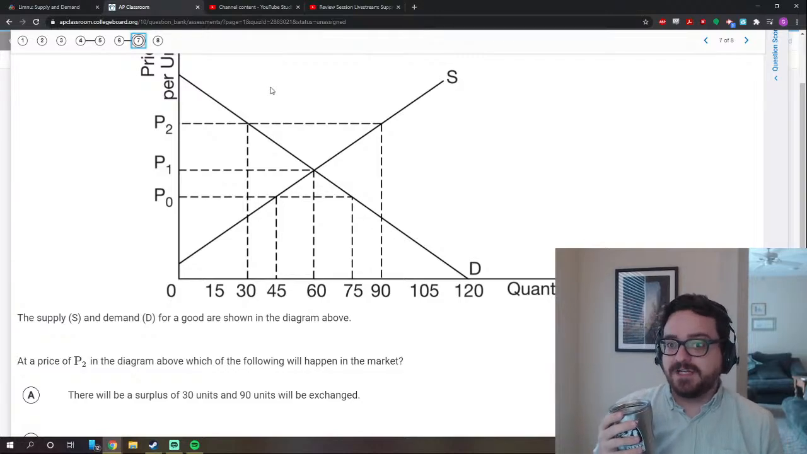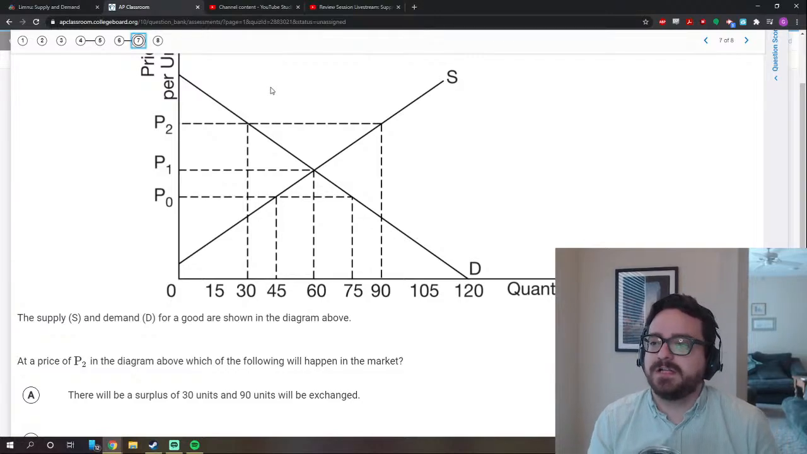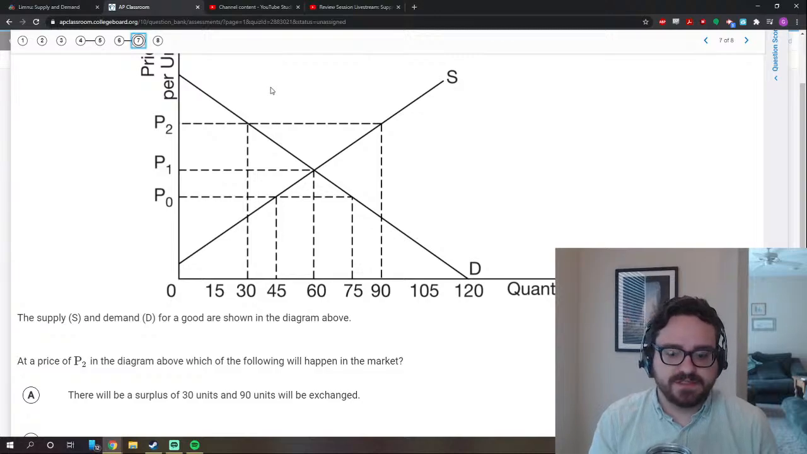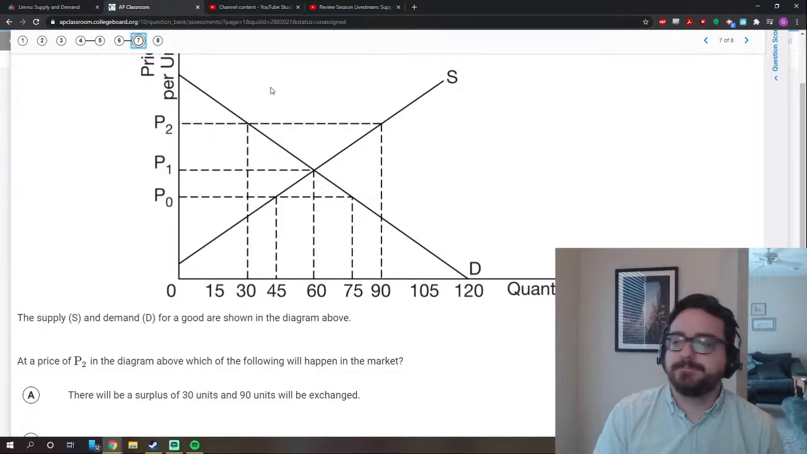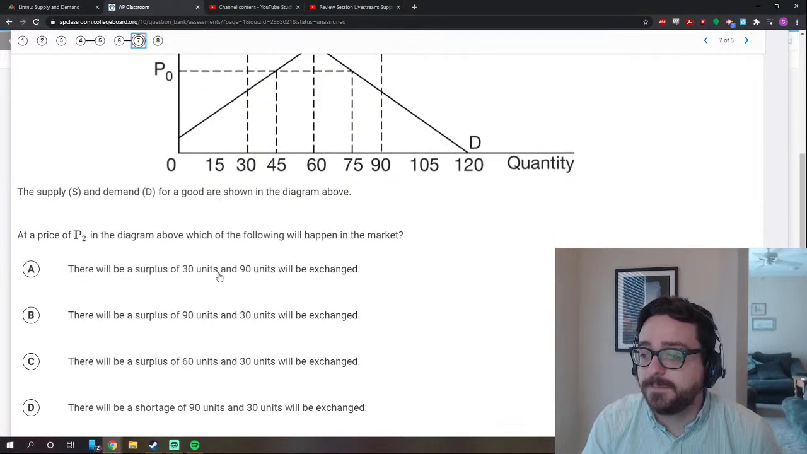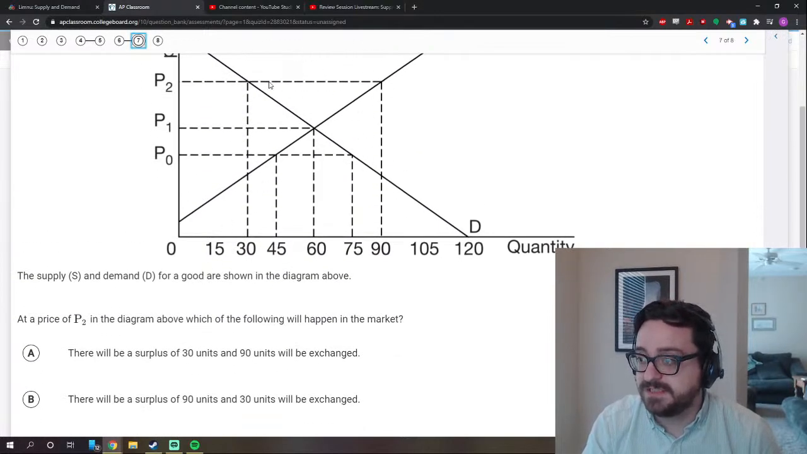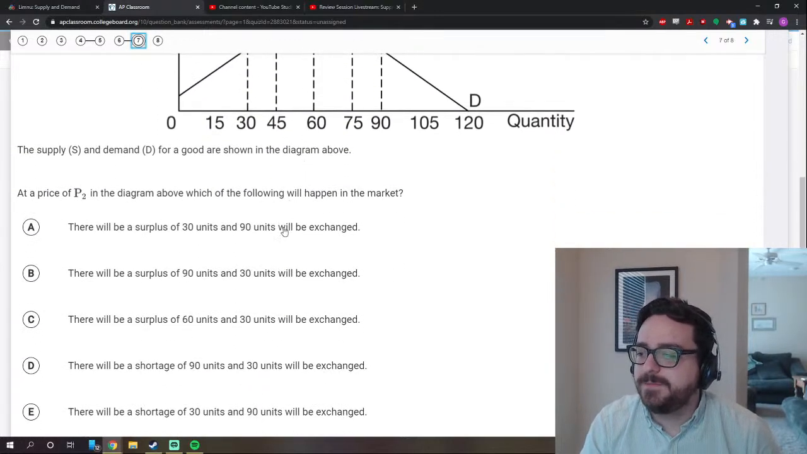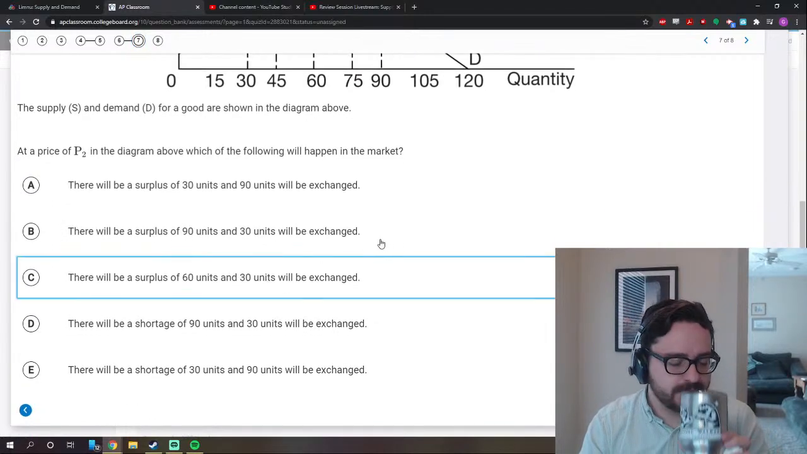If it's at 30, then we know, uh-oh, we didn't sell everything. We've got a bunch left over. So the answer is there is a surplus of 60 units. And how many are being exchanged? 30.